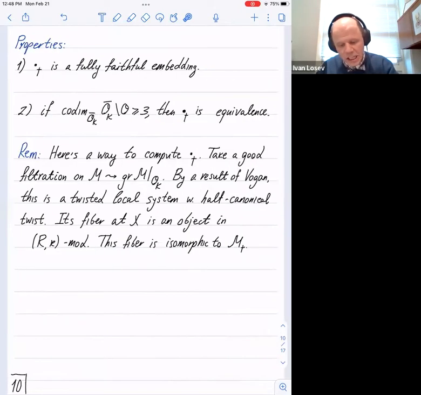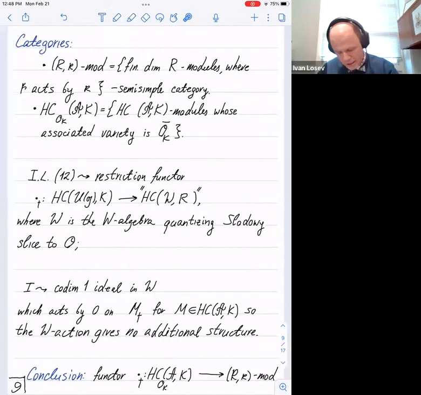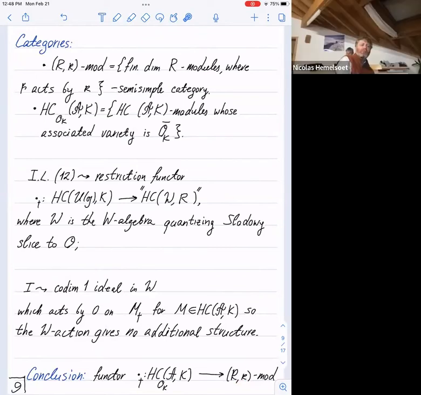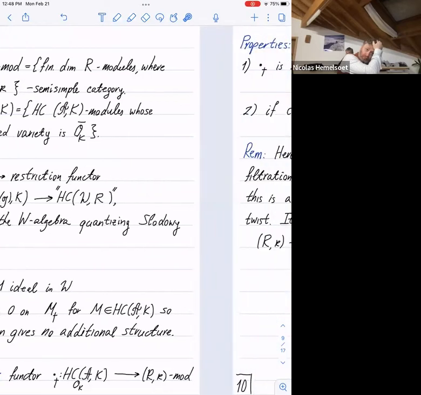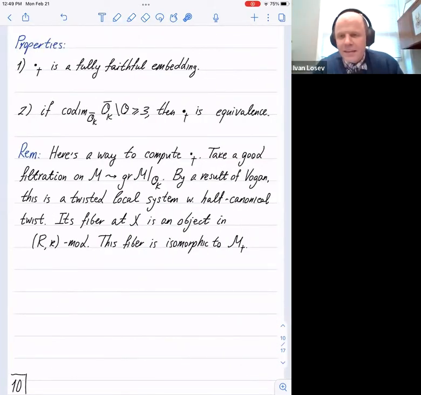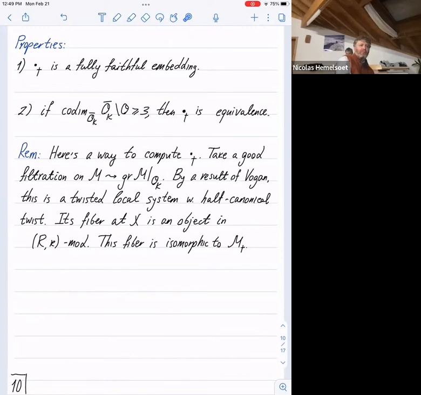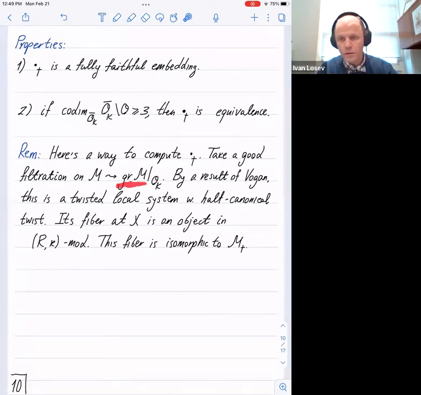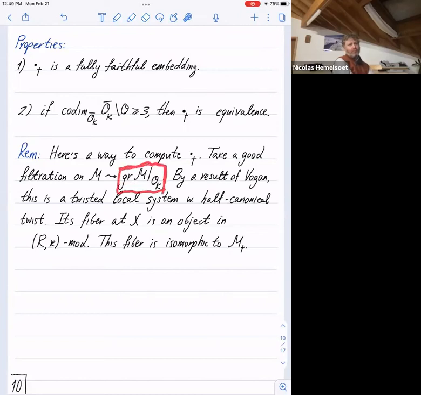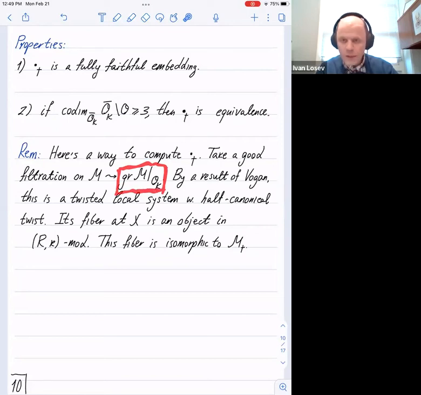So the problem is solved. In general, this functor may fail to be an equivalence. It's just a fully faithful embedding. And so what I need to understand is which irreducible objects lie in the image. And then my classification problem is solved. So that's one thing. And the second thing is, well, I told you that the functor is there. I never told you how to determine what it does to a Harish Chandra module. So let me tell you that. Let me start with a Harish Chandra module M, and then I can pick a good filtration. I can pass to an associated graded. Associated graded lives on the closure of O. Okay, let me restrict it to the open part. We consider this. And then, following a result of Vogan from some time ago, what I get is a twisted local system with half canonical twist. Okay?